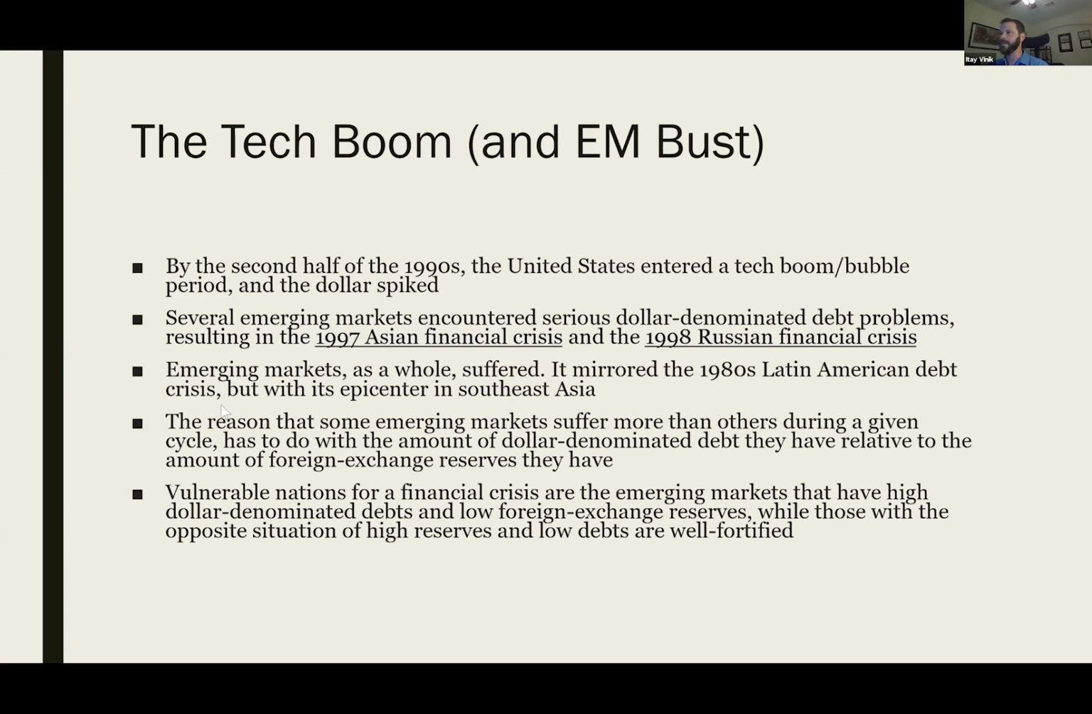And the reason that some do better than others has to do with the amount of dollar debt they have relative to the amount of FX reserves they have. So the most vulnerable nations would be those that have a lot of debt in dollars but low reserves. A lot of hedge funds were able to make good money in the 1990s, essentially betting against those countries' currencies and selling short their currencies in the markets.